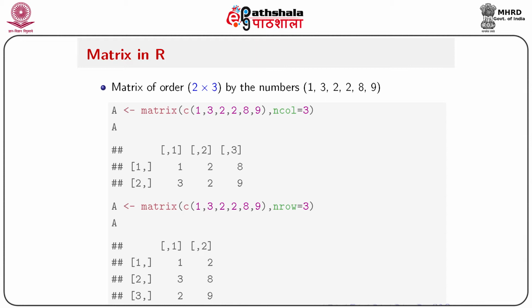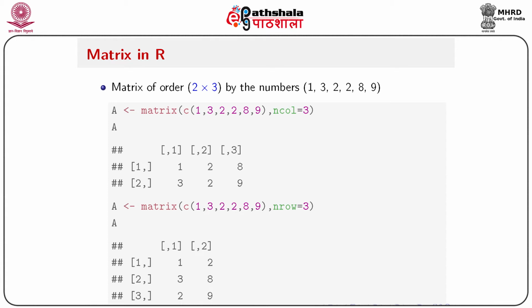Let's move to the matrix notation. To assign a matrix in R, we use the function matrix, and the first thing you have to do is pass all the elements that you are going to assign to the matrix by column, and then specify the dimension accordingly. For example, suppose A equals matrix(c(1, 3, 2, 2, 8, 9), ncol = 3). So within c, you are passing the elements within the matrix function, and then you are telling ncol equals 3.